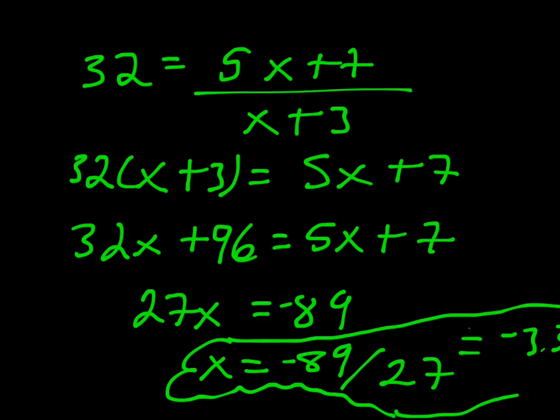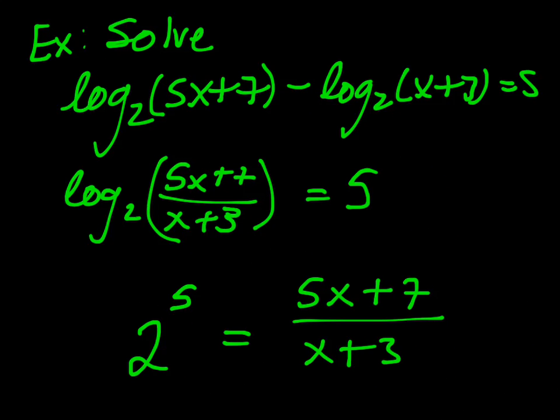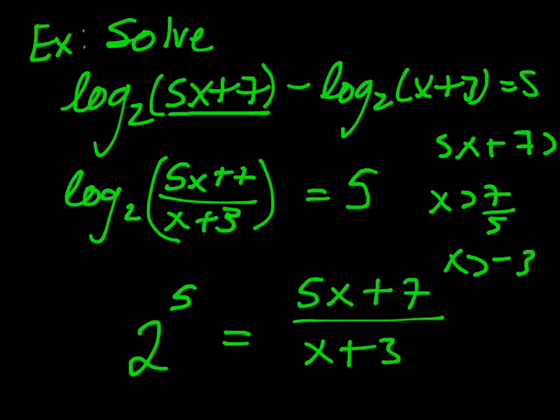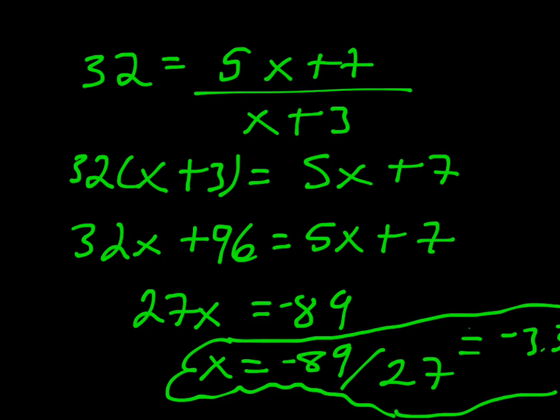So let's go back and look at our restrictions. Really what we have is 5x plus 7 must be greater than 0, or x must be greater than negative 7 over 5, and x plus 3 must be greater than 0, so x must be greater than negative 3. If you look at our answer, which was about negative 3.3, it fails both our restrictions. When that occurs, it's not nice, but basically we have to say that there's no solution.